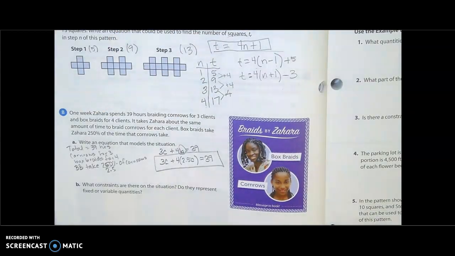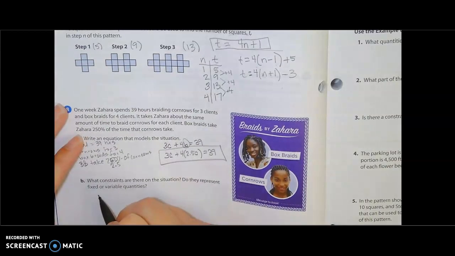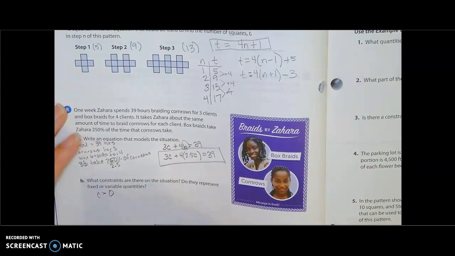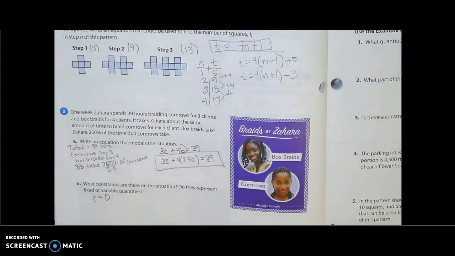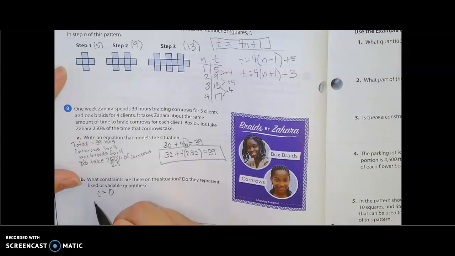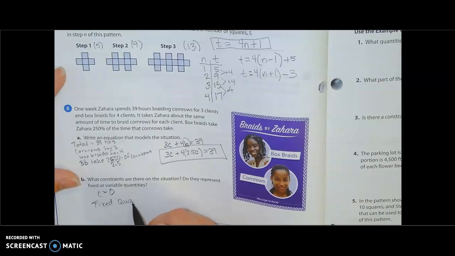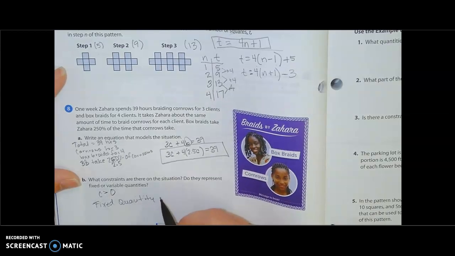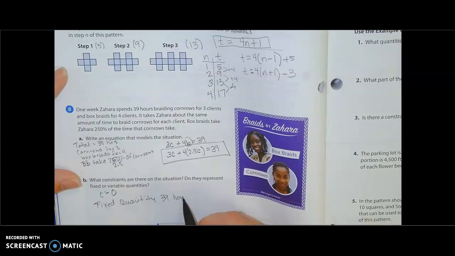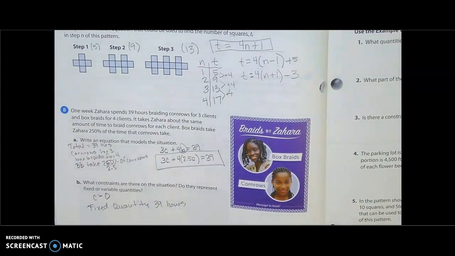And it says, what constraints are there on this situation? Well, I mean, C represents time. So C has to be greater than 0. We cannot be less than 0. It is going to take time. And then the total time is 39 hours. So like fixed quantity, the 39 hours. So we won't go beyond that. And so total time is 39 hours. That's a constraint.